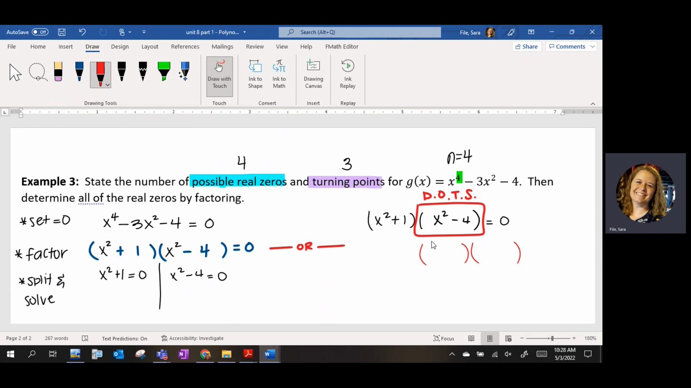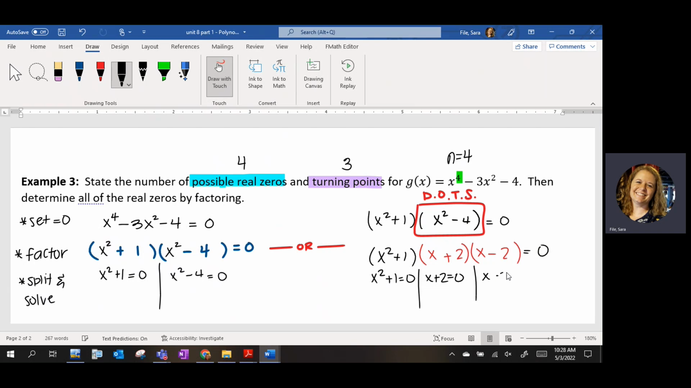When you factor the difference of 2 squares, you take the square root of each term. So x squared square root is just x, and 4 square root is 2. And there's always a positive and a negative. So I can factor that further and then I still have x squared plus 1 equals 0. And then I'm ready to split and solve. So it's your choice if you want to go ahead and split and solve, or if you want to factor that further to split and solve.